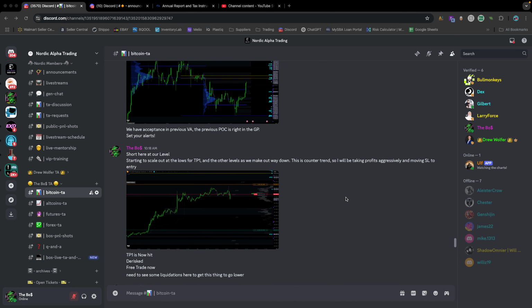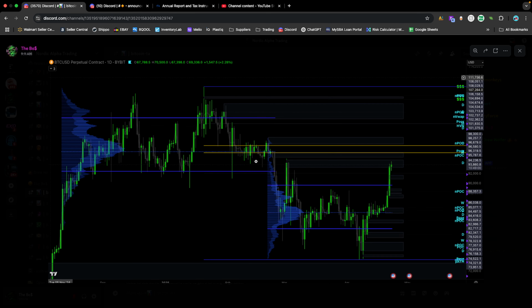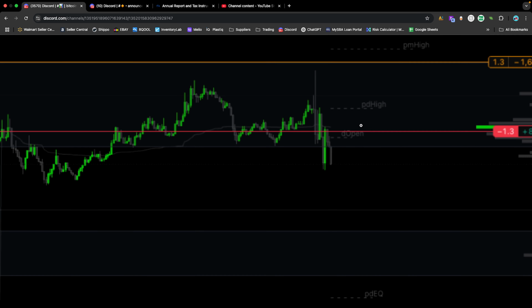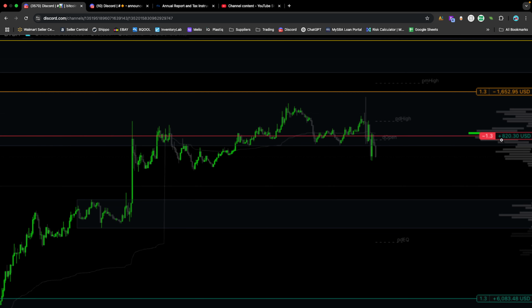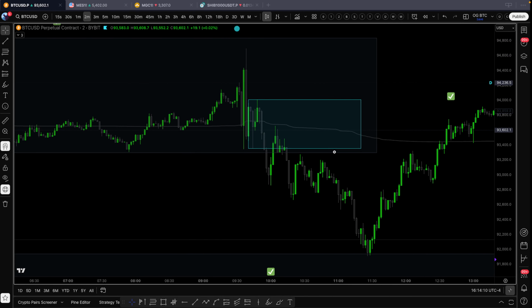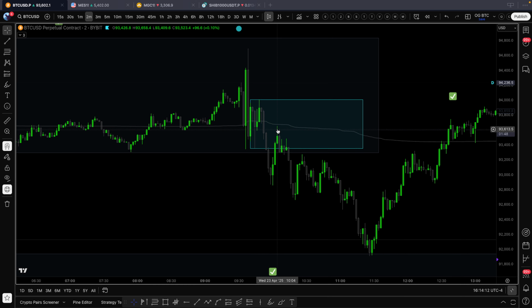Coming here to the VIP Discord, we can see that we were looking at this area already. I gave these levels out and the notes, as well as my entry. This is exactly where I entered in at 93,581. Again, we have this order block with imbalance on the 10-minute. And we see that I entered right in on the backtest of that VWAP. So that's exactly where I entered in on this wick.